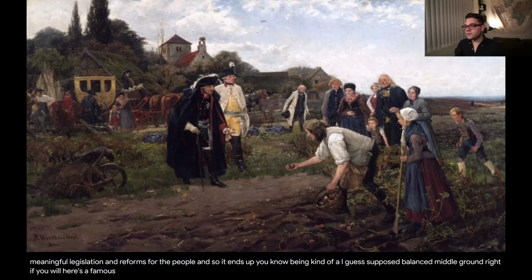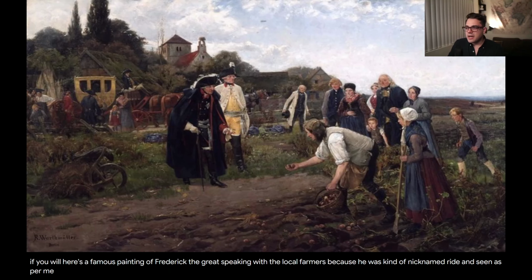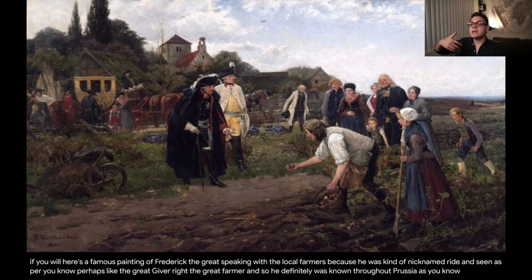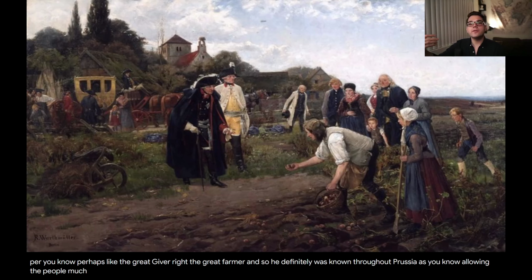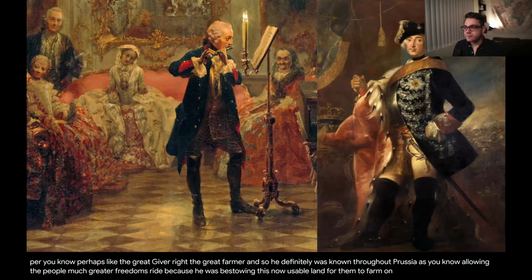Here's a famous painting of Frederick the Great speaking with the local farmers, because he was kind of nicknamed, and seen as perhaps the great giver, the great farmer. And so he definitely was known throughout Prussia as allowing the people much greater freedoms, because he was bestowing this now usable land for them to farm on.